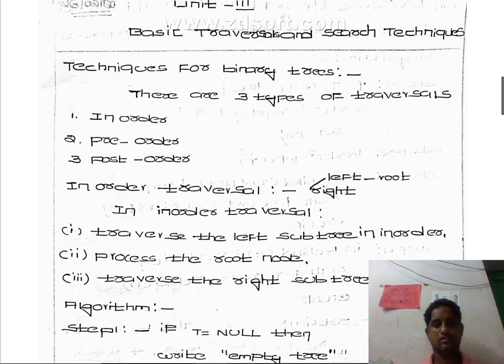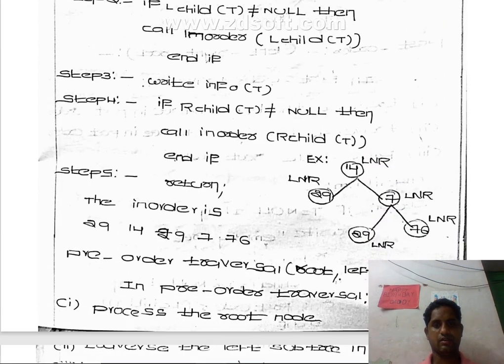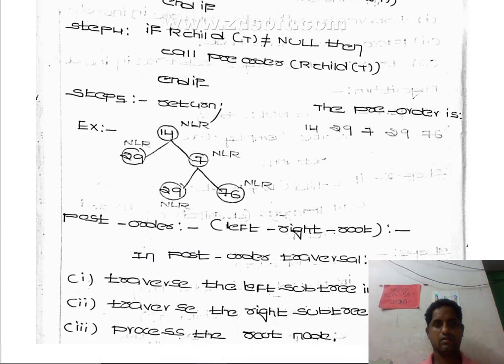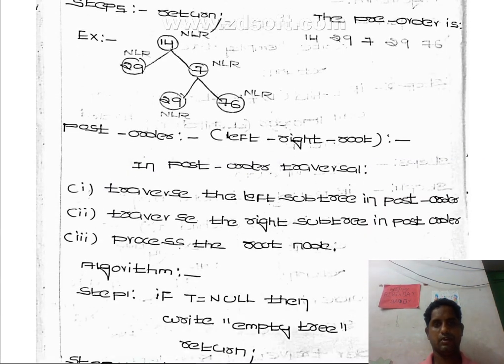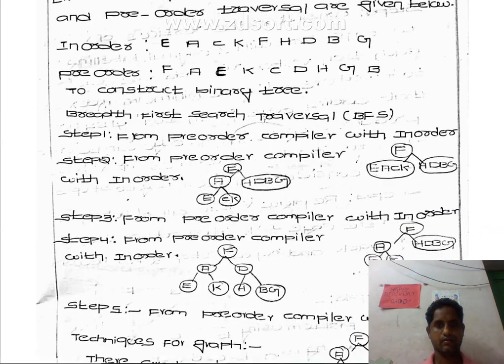Good morning. So last class we discussed in-order, pre-order, and post-order traversals. See, this is an example: 14, 29, 7. We get 29, 14, 29, 7, 76. Here it is, pre-order: 14, 29, 7, 29, 76. See here, this is one of the examples.